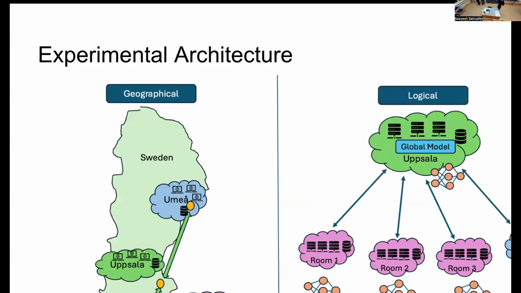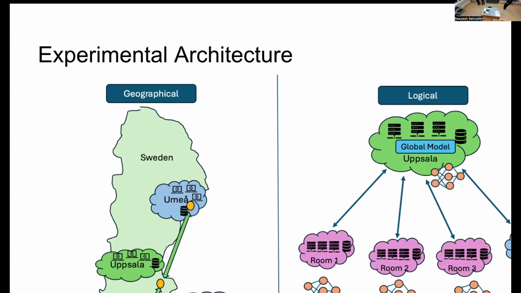Okay, and then here is our experiment architecture. I will explain it from 2 aspects, geographical and logical. So we have 4 data centers. 3 are located in Linköping as 3 computer rooms, and 1 is located in Umeå University. The seed model, the global model, is located in Uppsala. The clients train with their own local dataset and then send the model parameters to Uppsala, and Uppsala aggregates all the parameters and distributes them back to Umeå and Linköping.